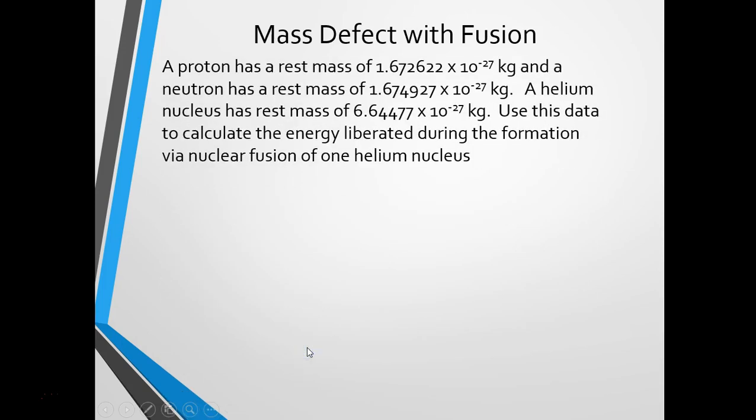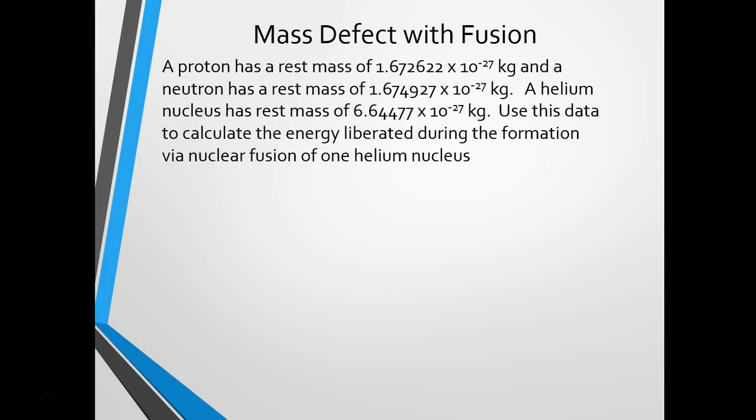Alright, so here's an example of a problem they're going to give you with mass defect. They're actually going to want you to calculate the energy released during a fusion reaction. So it says a proton has a rest mass of that, and a neutron has a rest mass of that. A helium nucleus has a rest mass of this. Use this data to calculate the energy liberated during the formation via nuclear fusion of one helium nucleus.